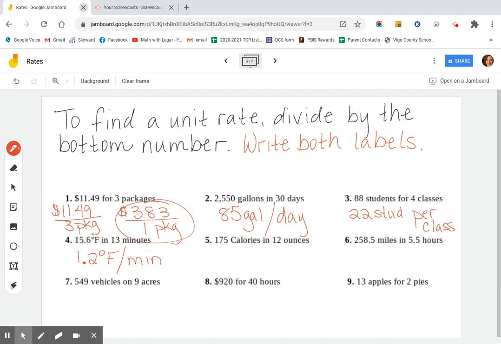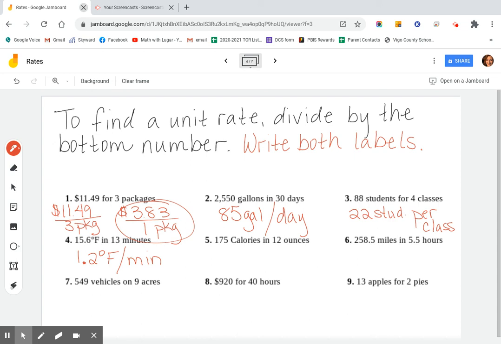Number 5, 175 calories and 12 ounces. So I'm going to do 175 divided by 12. Maybe if I can hit the right button. I'm going to need to round this, and it didn't specify how to round. It comes out to be 14.583 with the 3 repeating.